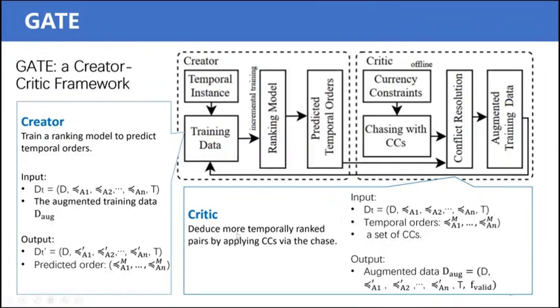The critic deduces more time orders by applying CCs via the chase mechanism. The input is the original table and the existing time orders, and we also feed some CC rules into the critic. The output is the new time orders, also called augmented data, DAUG, which is the set of more time orders deduced by CCs, together with the existing ones.